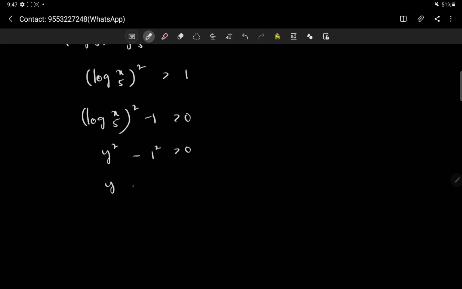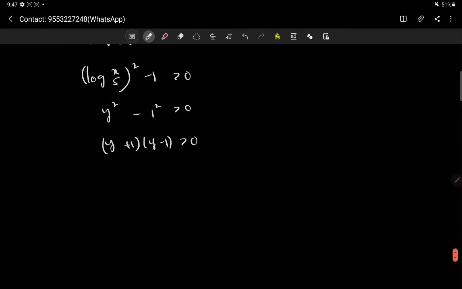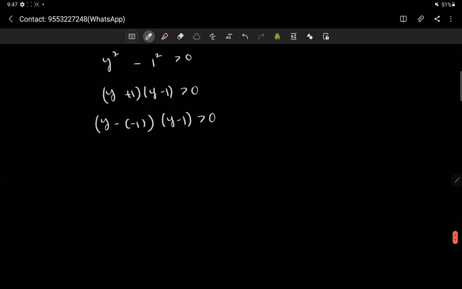Now you see here, this can be taken as (y plus 1) into (y minus 1), as that is in the form of a square minus b square. (y plus 1) into (y minus 1) greater than 0. Okay, so now you see here again you have to take a number line. Here minus 1 is there and here plus 1 is there. You have to apply any of these values.